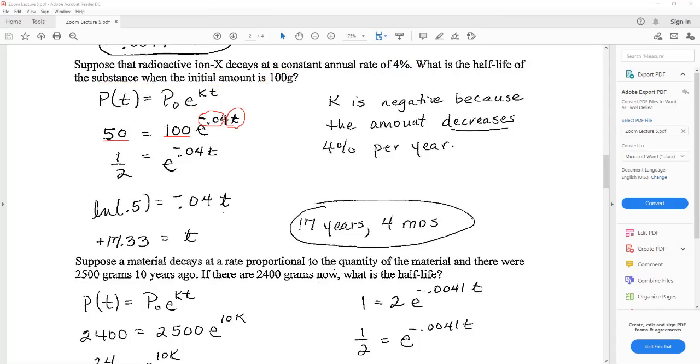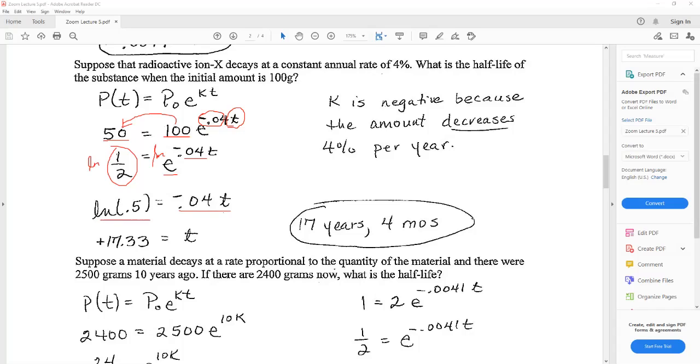Let's solve for t, to figure how long it takes for radioactive ion X to go from 100 grams down to 50 grams. Well, I decided to go ahead and divide both sides by 100, and 50 divided by 100 is 1/2. And that leaves me on the right side e to the power of negative 0.04t. And at this point, since I have an e raised to a power, I'm going to take the inverse of e, which is ln. So I'm going to take the ln on the left side, and ln on the right side, which leaves me the natural log of 0.5 on the left and negative 0.04t on the right side.